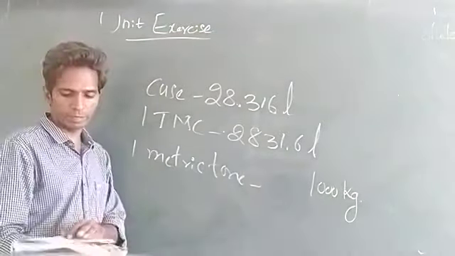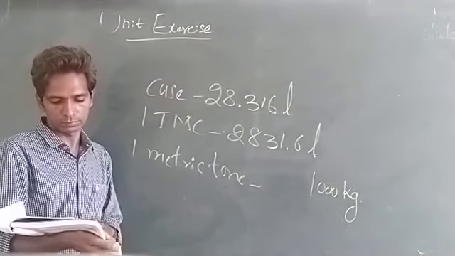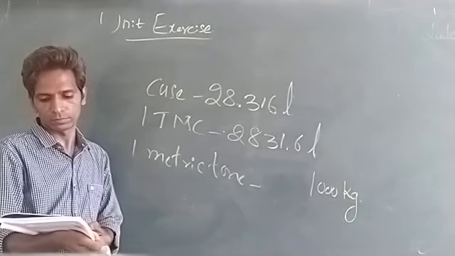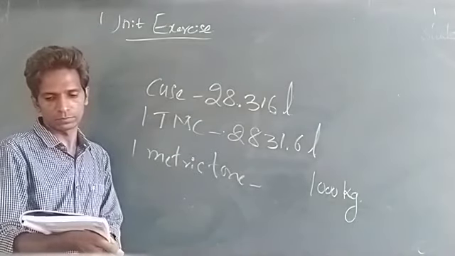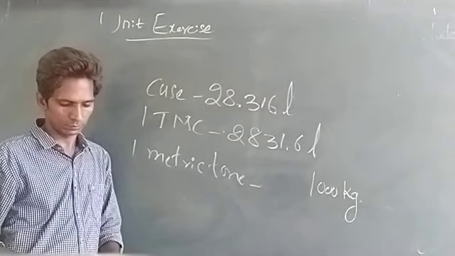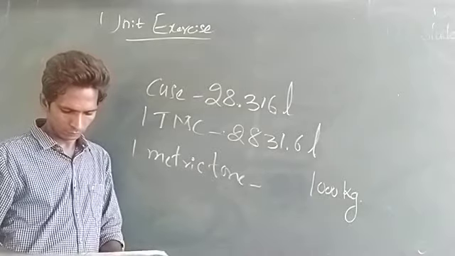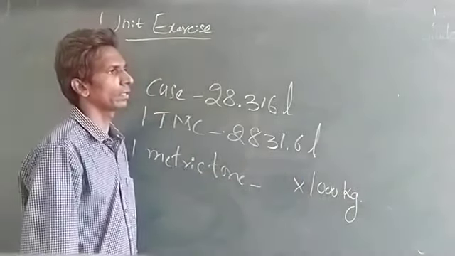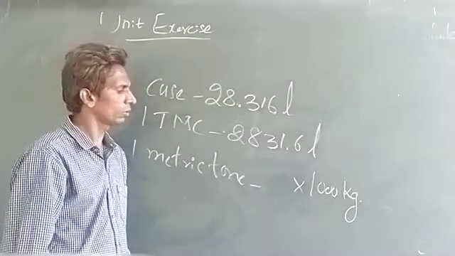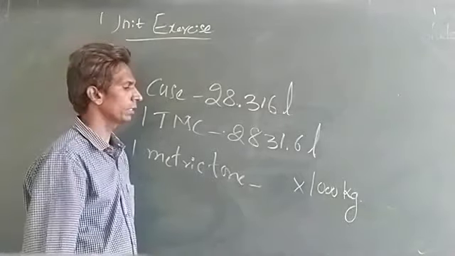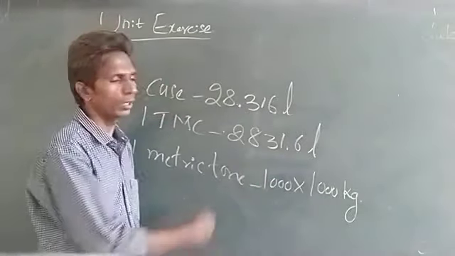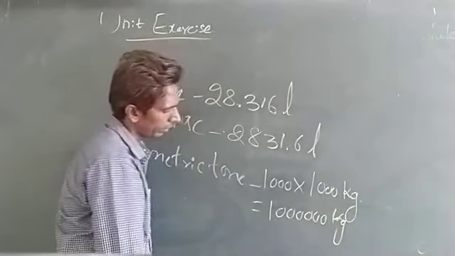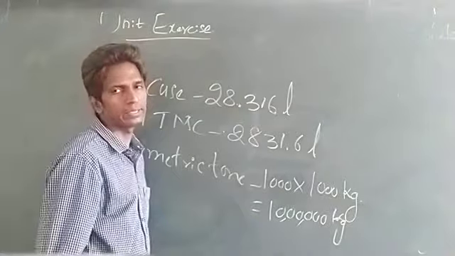So what is the meaning of metric? Metric means 100 or 1000. One metric ton. I think metric means thousand. So it will become 1000000 kgs. So that is the meaning. Means 10 lakhs kgs.